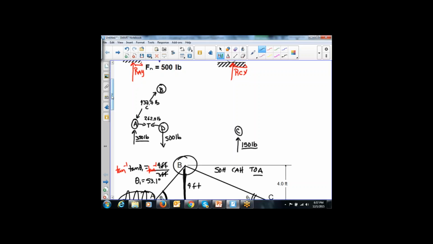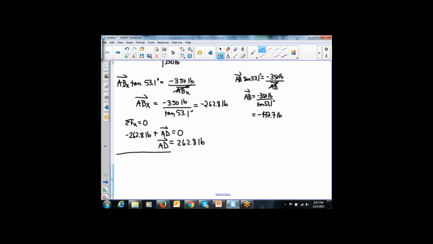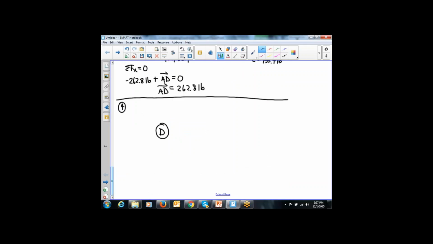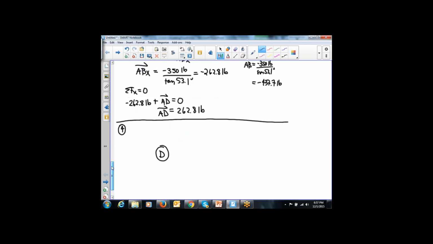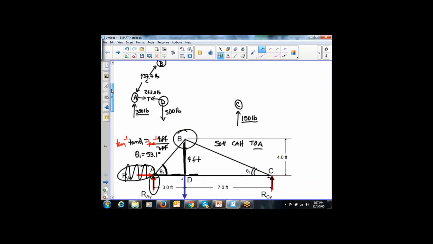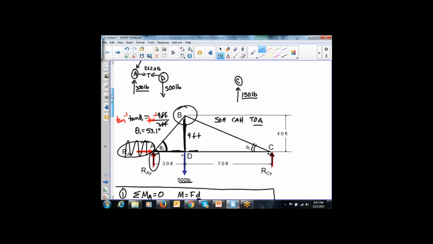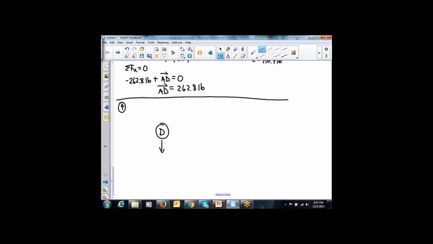Okay. So what I love about joint D, I'm going to mark this off with all that work contained. So this is step 4. What I like about joint D is it doesn't have any diagonal pieces, right? What we know about joint D right now is we've got 500 pounds going down and 262.8 going left.